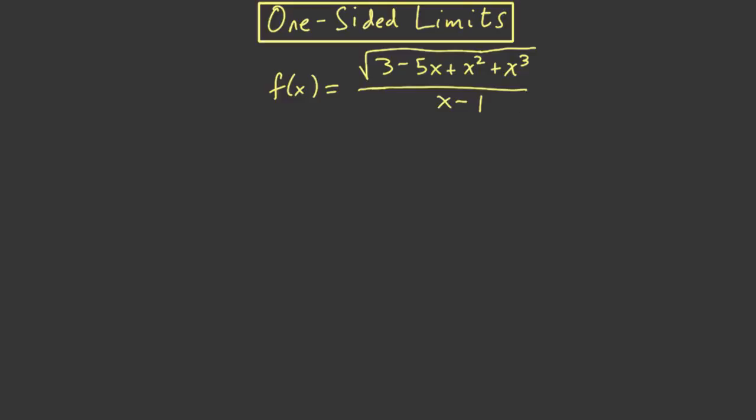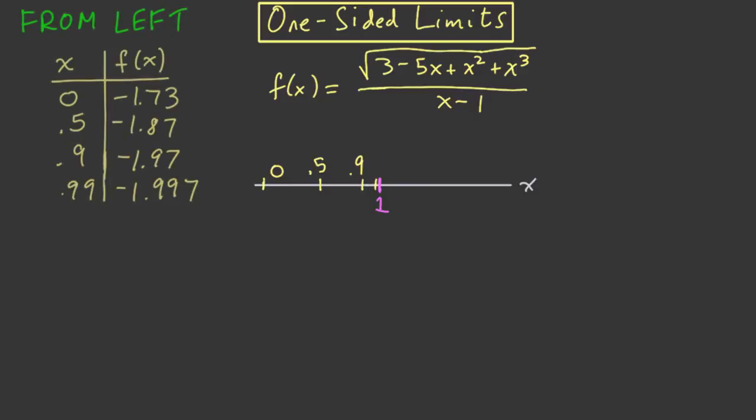Welcome back. We've been thinking about this function, and in the last video we took some values of x that were approaching 1 from the left, and we made this table. And we saw that as x approached 1 from the left, f of x approached -2. So remember, these arrows mean approaching, and this minus sign up here signifies that we're coming at 1 from the left, or from the negative direction.